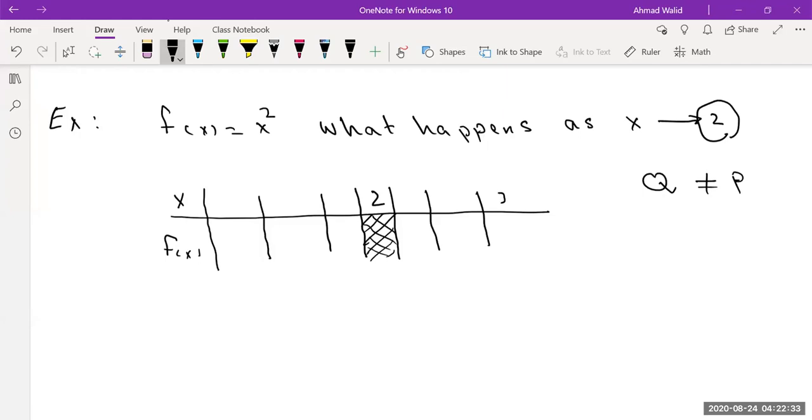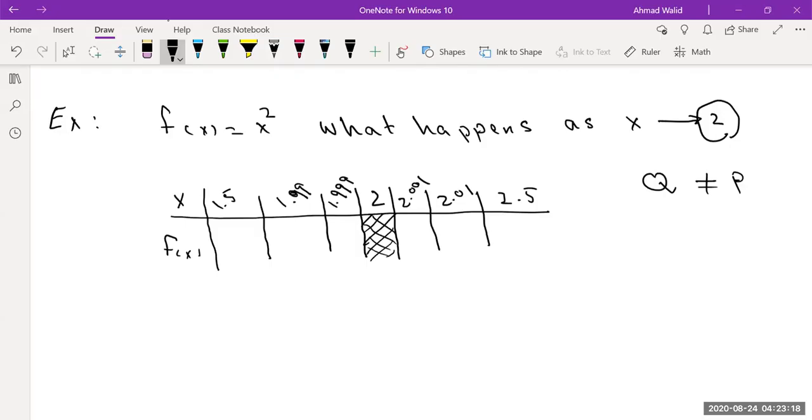For example, I'll start with 2.5. Then I'll put here 2.01. Then maybe 2.001, which is really, really close to 2. From the left side, maybe I'll start from 1.5. Here, maybe 0.9. And here maybe 1.99. Correct? And here 1.999. Really, really close to 2.